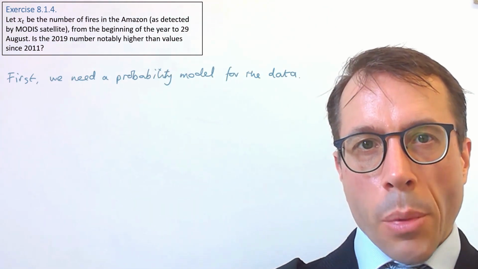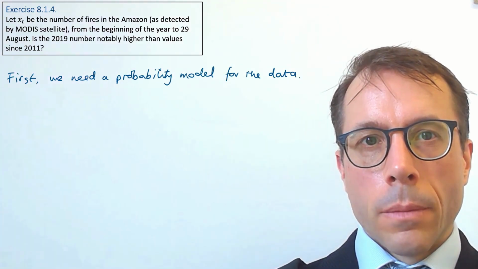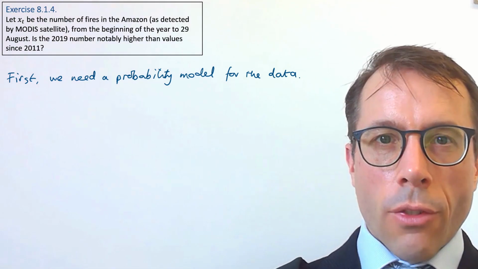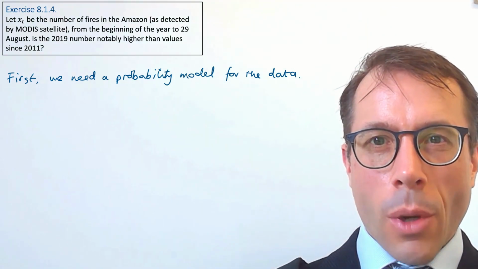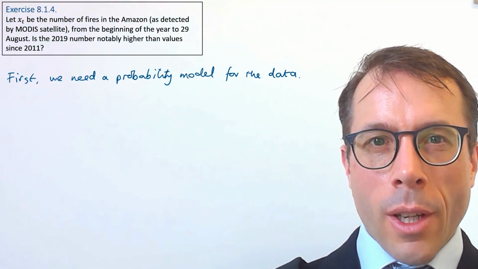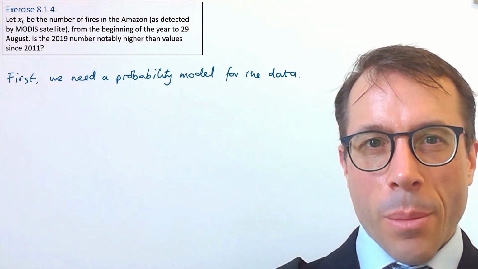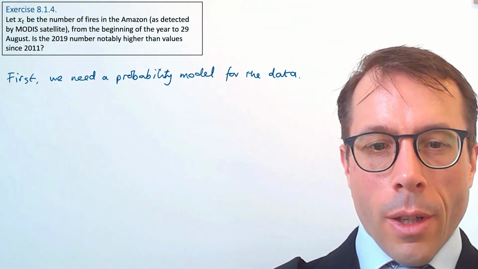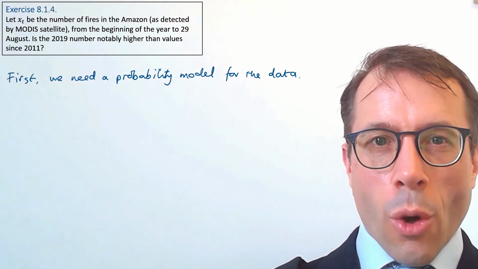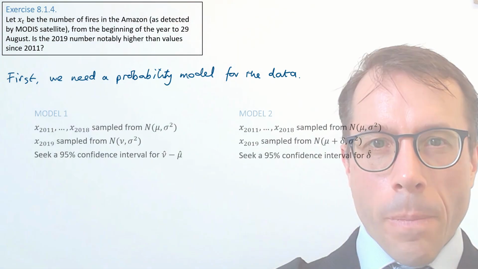First, we'll need a probability model for the data. When you're a data scientist, no one tells you the right probability model. You have to figure it out for yourself. And in fact, there's no such thing as the right model. All models are wrong, but some are useful. So let me offer not one, but two models.